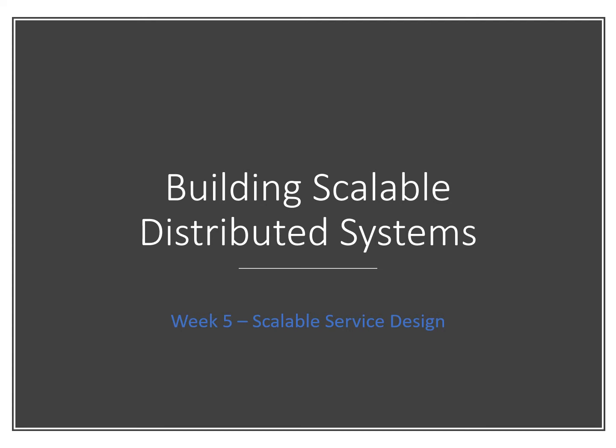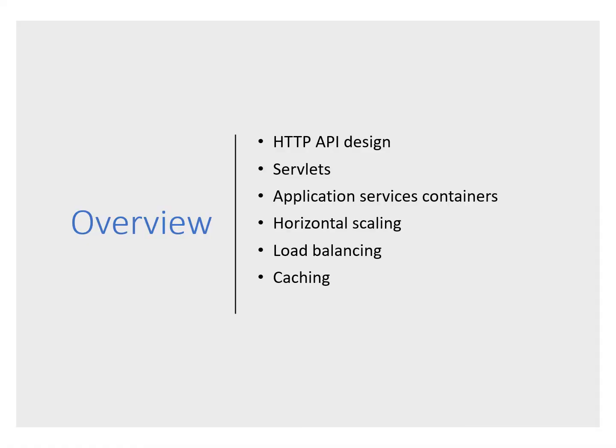In this section, we're going to focus on the pertinent issues in achieving scalability for the services tier in an application. We'll explore API and service design and describe the salient features of application servers that provide the execution environment for our services. We'll also elaborate on topics such as horizontal scaling, load balancing, and state management that we introduced in the previous sections. So in this module, we'll talk about HTTP API design, servlets, application service containers and how they operate to host our services, and horizontal scaling and load balancing.